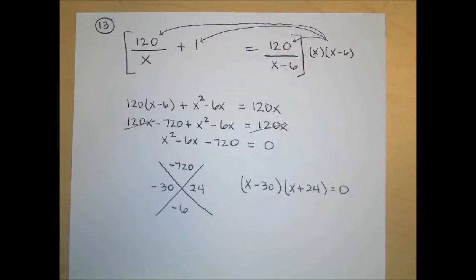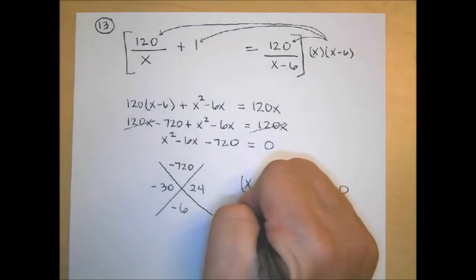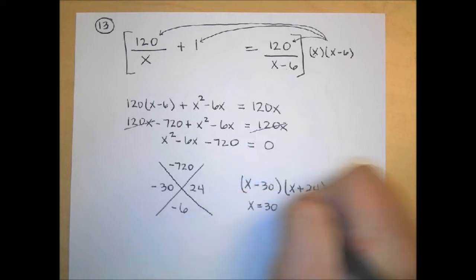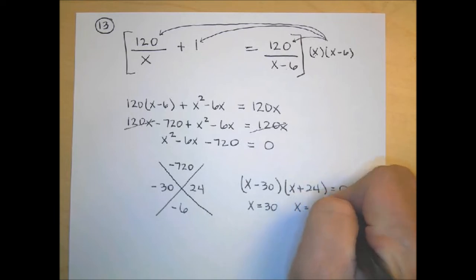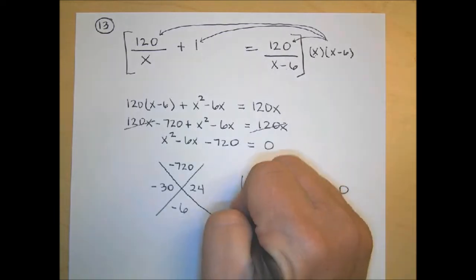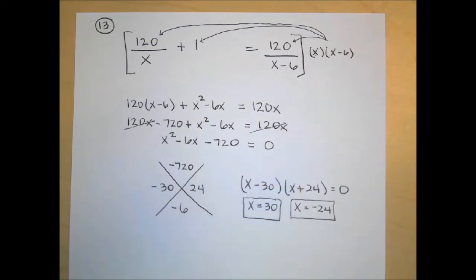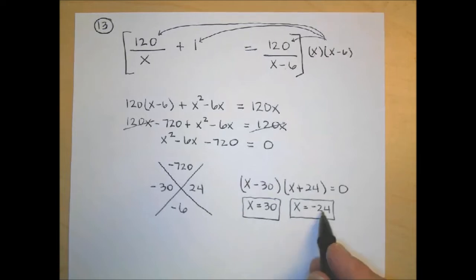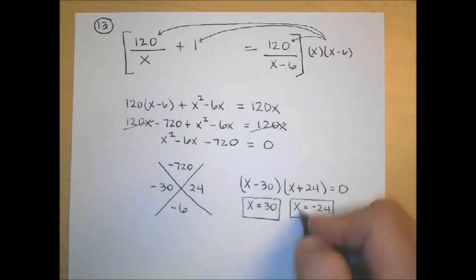So those are the factors. Now I need the solutions. The solutions are X equals 30, that's one solution, and the other one is X equals negative 24. Now you have to remember what X represented in the first place. X represented the original number of people who had signed up for the bus trip. Well, you can't have negative 24 people.